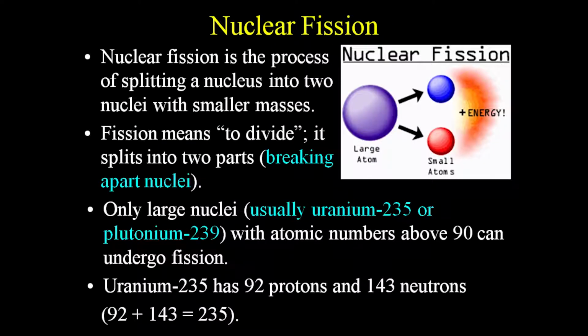Nuclear fission is the process of splitting a nucleus into two nuclei with smaller masses. Fission means to divide. It splits into two parts, breaking apart nuclei. Only large nuclei, usually uranium-235 or plutonium-239, with atomic numbers above 90 can undergo fission. Uranium-235 has 92 protons and 143 neutrons.